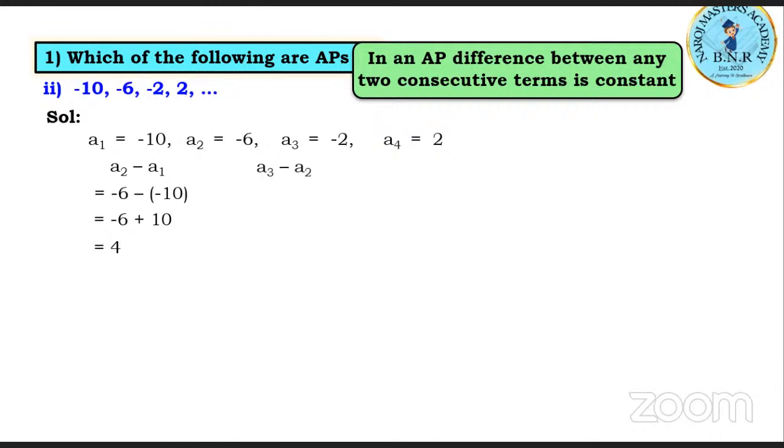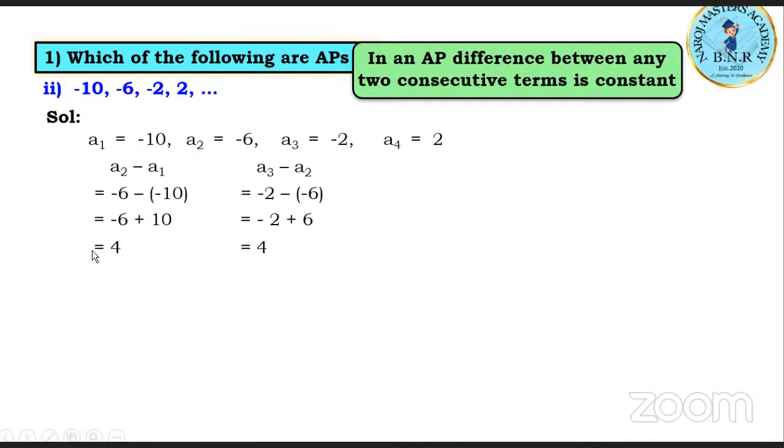Now check the second difference. A3 is minus 2, and minus A2 is minus of minus 6. So minus into minus is plus. So minus 2 plus 6 is how much? 4. Is it plus 4 or minus 4? Plus 4. As we can see here, the common difference is constant.